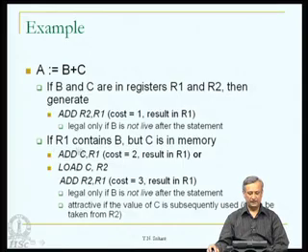The other alternative is if R1 contains B, but C is in memory. Then generate add C comma R1, cost is 2 because we need to fetch from the memory location C also, and the result is in R1. One more possibility is you load C into R2 and then add R2 to R1. This cost is 3 because you are loading into R2 and then adding it. The result is in R1. This is legal only if B is not live after the statement, the same issue, B is destroyed, and it is attractive if the value of C is subsequently used. In both cases if we are going to use C later on, then we can take it from R2 and we do not have to load it into R2 all over again.